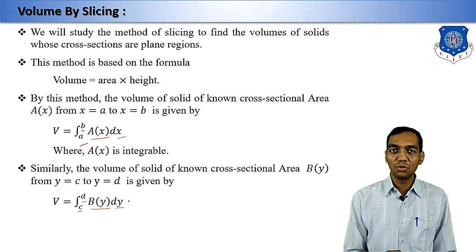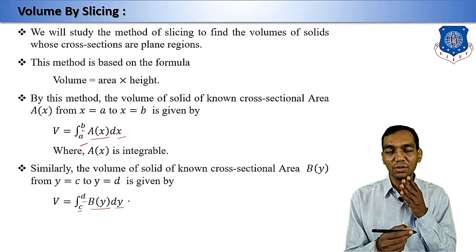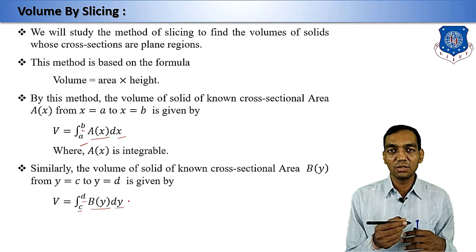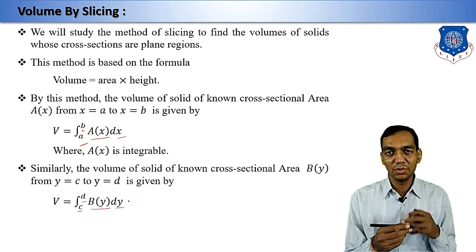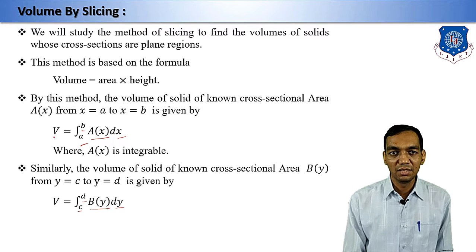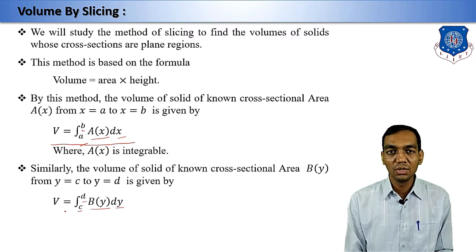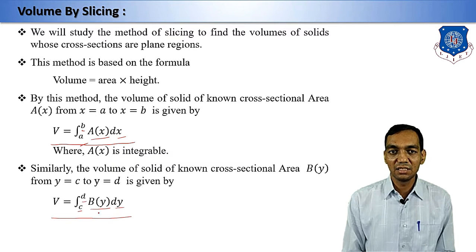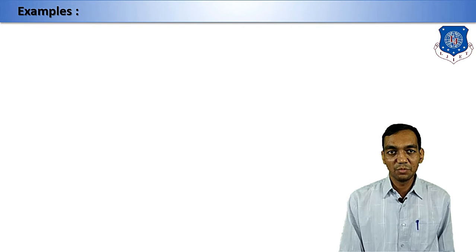Now see, there are two possibilities. Either you can take the cross-section perpendicular to the x-axis or you can take the cross-section perpendicular to the y-axis. If we take a cross-section perpendicular to the x-axis, then in that case we use the first formula, V equals the integration from a to b of A(x) dx. And if we take the cross-section perpendicular to the y-axis, then in that case we use the formula integration from c to d of A(y) dy. Okay, now we move on to the example.